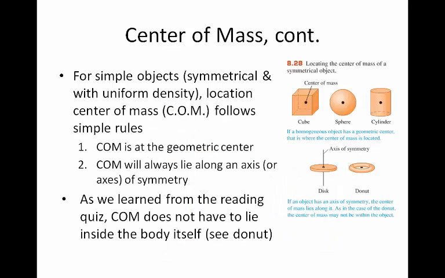For simple objects that are symmetrical and uniformly dense, the center of mass is just the geometric center of that object. So a cube, a sphere, a cylinder, that makes total sense, or a disk. The center of mass will always lie along the axis of symmetry. So we see the axis of symmetry for all these objects, and you can see that the center of mass lies along the axis of symmetry.